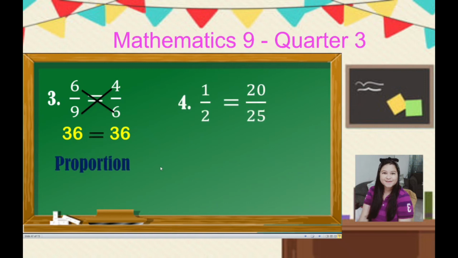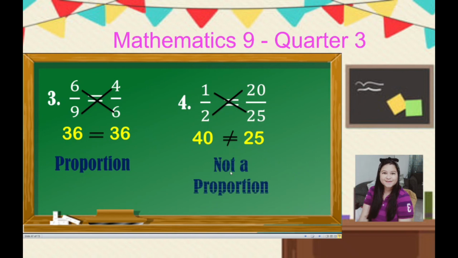Last example, we have 1/2 is equal to 20/25. So getting its cross products. So 2 times 20, that is 40. And 1 times 25, that is equal to 25. So as you can see, they are not equal. So if they are not equal, this one does not express a proportion. Okay? So, ayun lang. Para malaman natin kung proportion ba o hindi, we need to get the product of the means and the extremes. Okay?